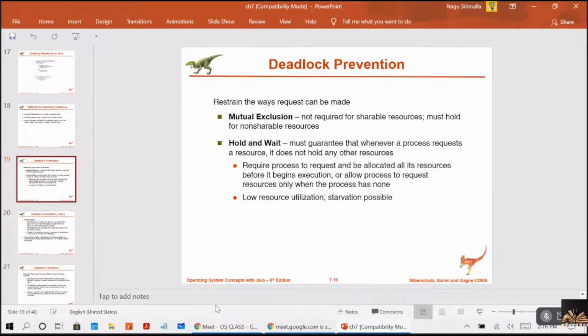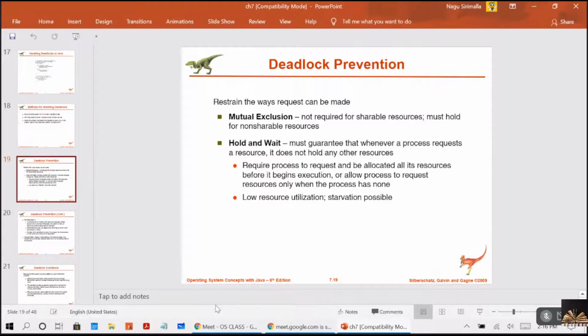By making any one of them false, we can make sure that there is no deadlock. Now we will see the possible ways for making the necessary conditions false. We will see them one by one.